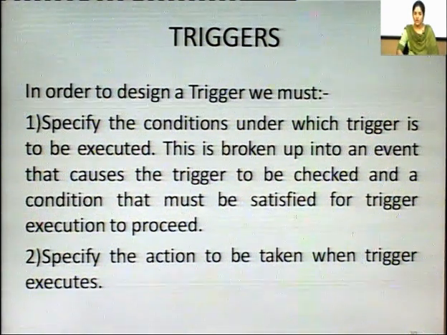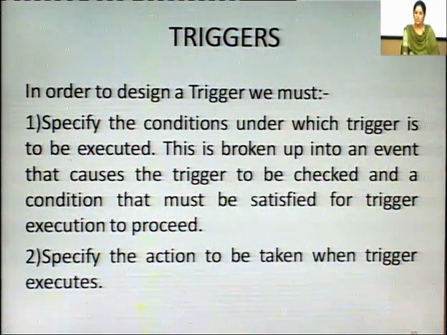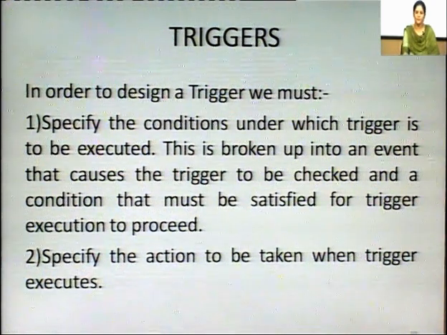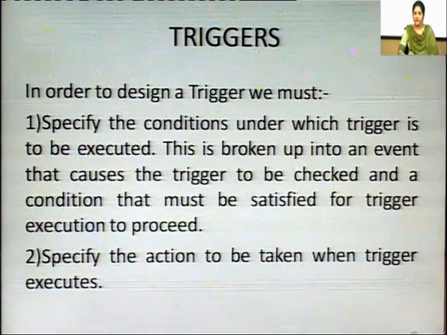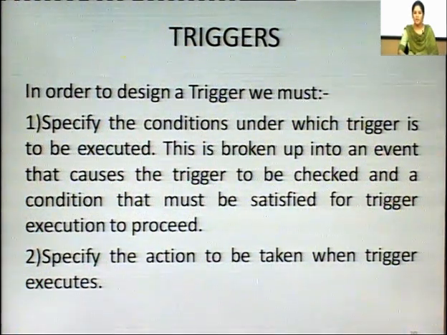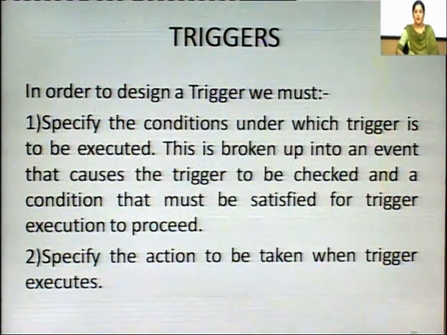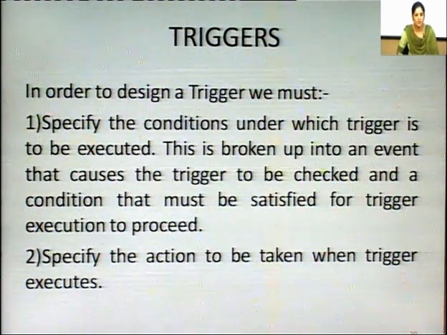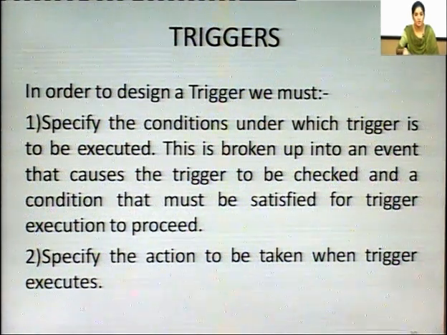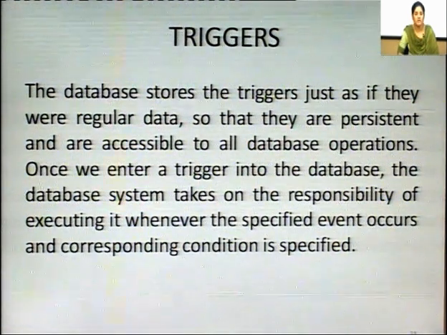To specify the conditions in which the trigger will be executed, you will specify an event which causes the trigger to be checked, and then you will specify a condition which must be satisfied for trigger execution to proceed. Then second, you will specify the action to be taken when the trigger executes. First of all, you will specify the condition under which the trigger is to be executed. Secondly, you will specify the action which is to be taken when the trigger is executed. In such a way you can design a trigger.